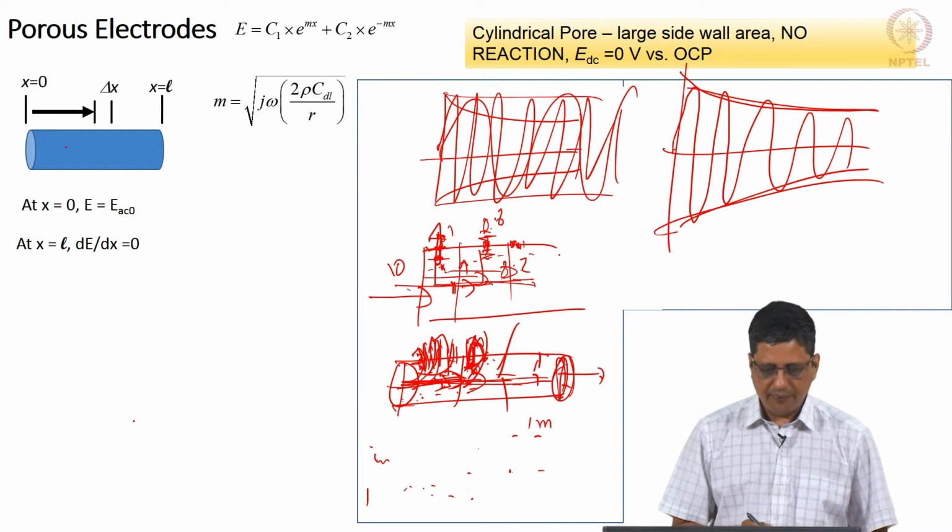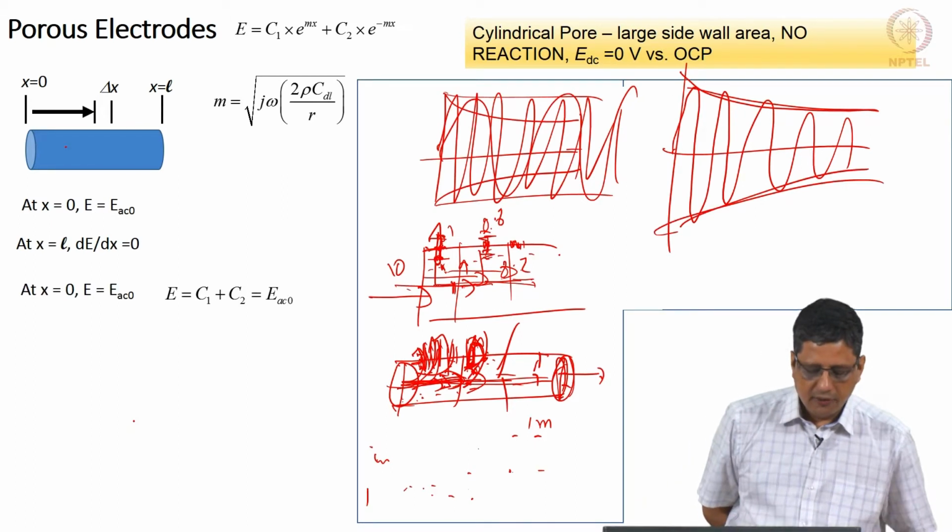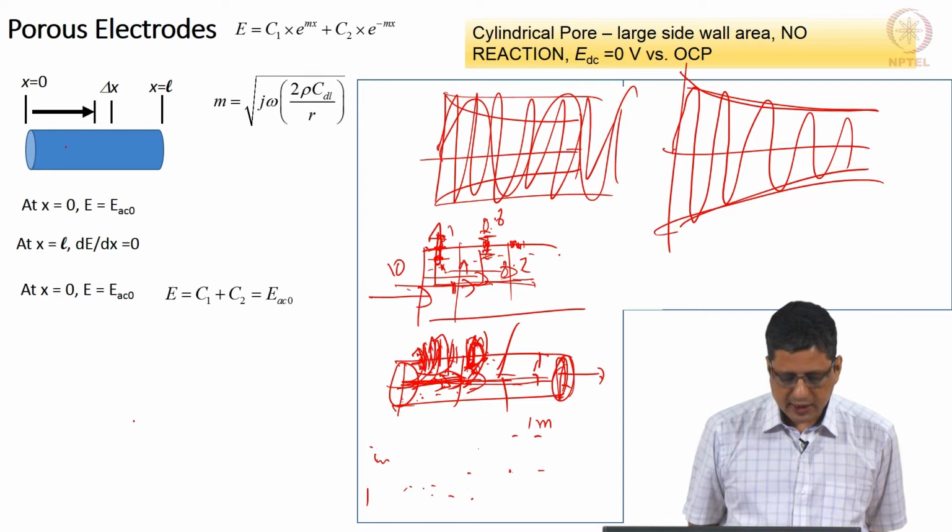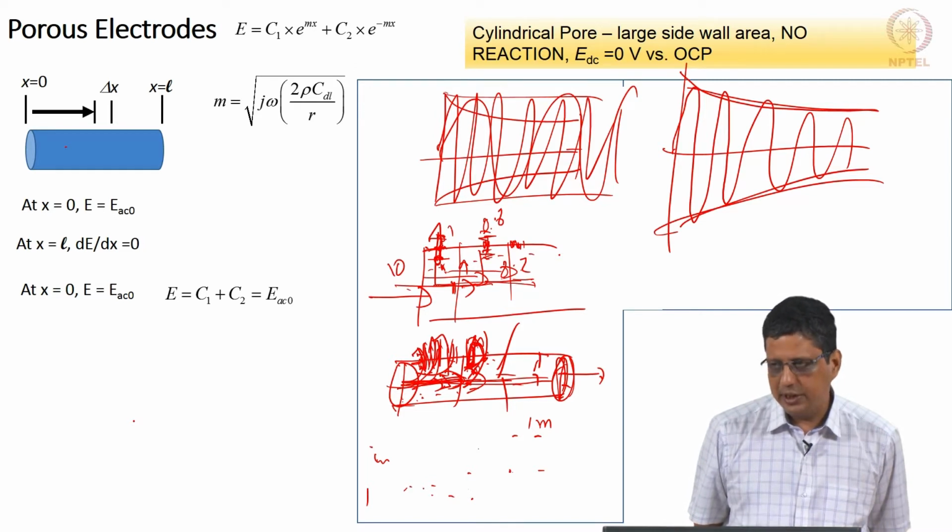So, this much we are okay. You have two boundary conditions. First boundary condition, you can put x equal to 0, it will become C1 plus C2, and that is equal to AC 0.